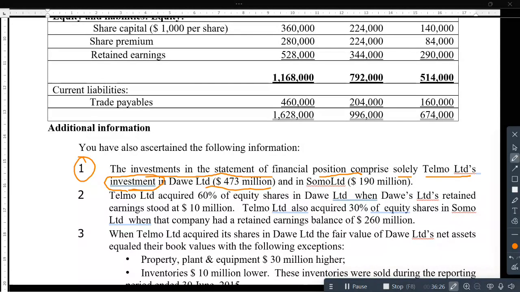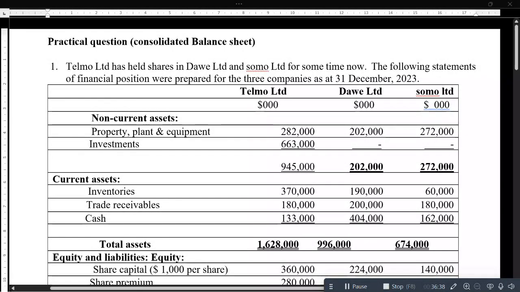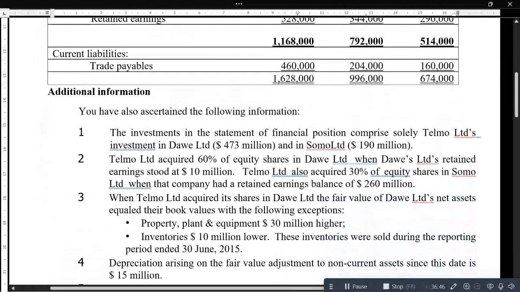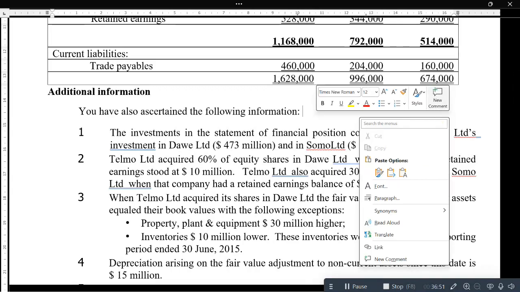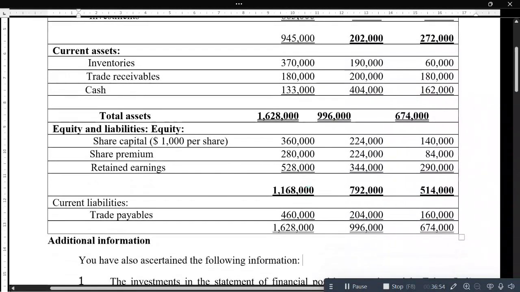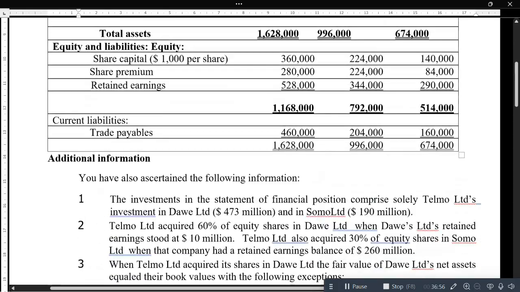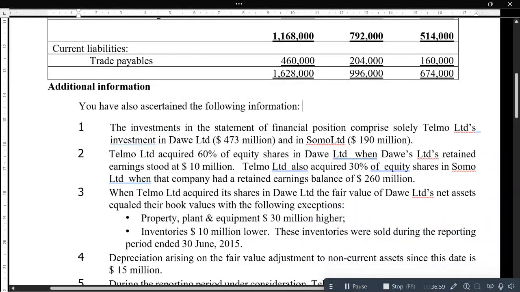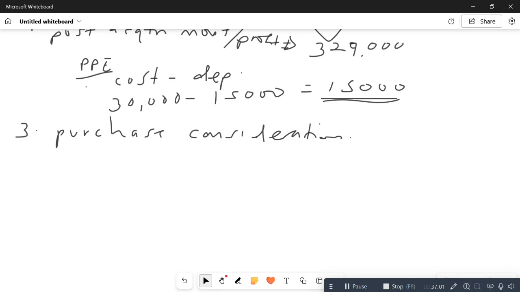But you identify how much was the investment made by the parent in the subsidiary or associate. For this case, it is very clear. It is 470. Even when you check in our financial statements given, investment is showing 663,000, and under note 1 they are showing 473 plus 190, which automatically gives back the investment of 663. So 473 is our purchase consideration here.